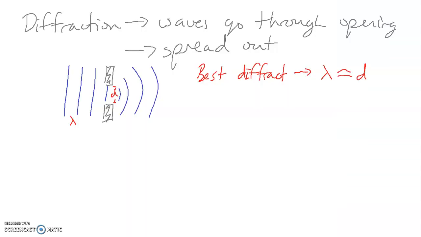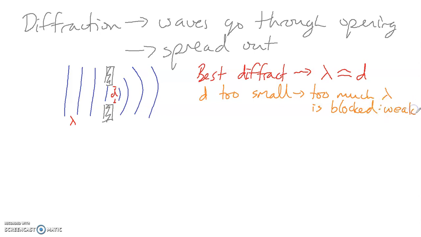So if we go back to this picture here, if that D value is too small, basically too much of the actual wavelengths is blocked. There's not enough of the wavelength and the energy going through. Too much is blocked, and it's really weak. So this makes it very weak.